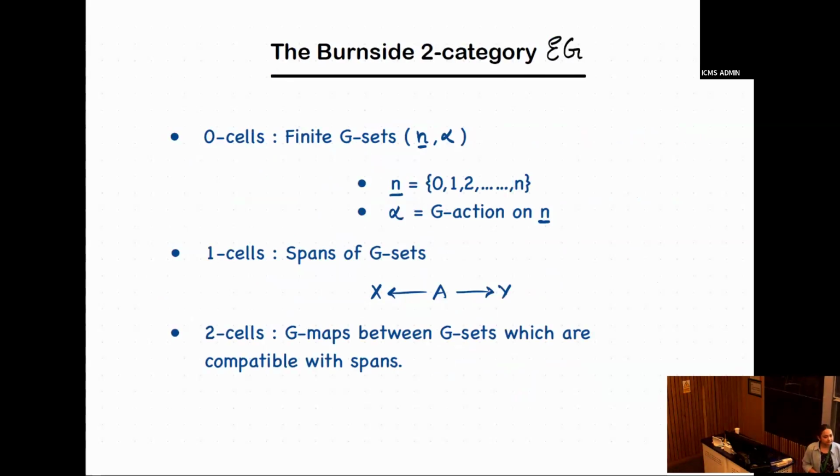If you say 2-category, you mean an honest-to-God 2-category, right? Like actual associativity, strict, actual. Okay, great. Yes.